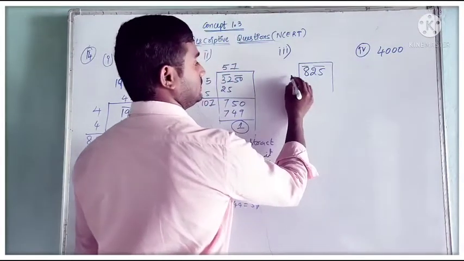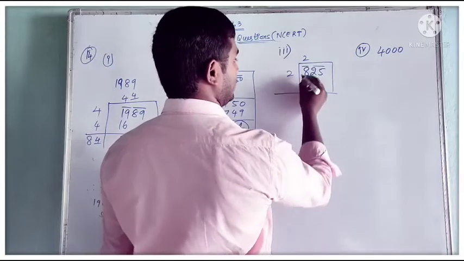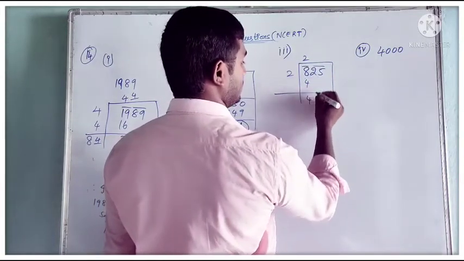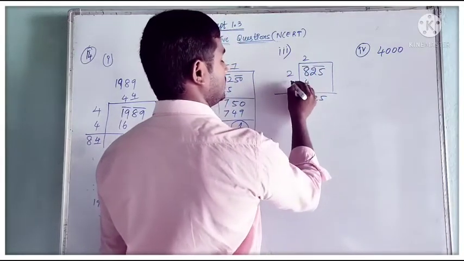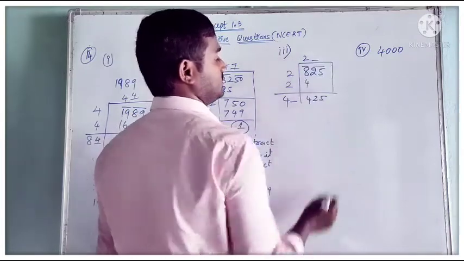So here we have 8; the nearest square is 4. 2 2s are 4, and 8 minus 4 is 4. Draw down these two digits, and these 2 we should add here. So 2 plus 2 is 4. So here one digit will come, here one digit will come.